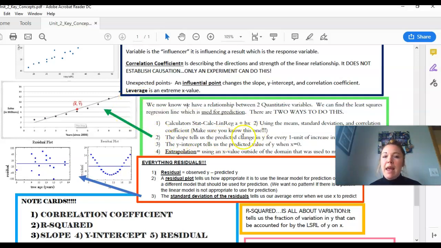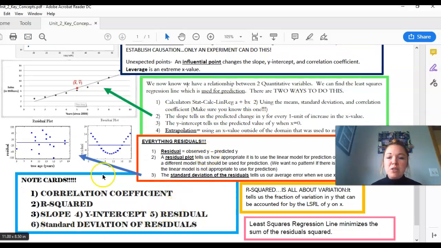Okay, ladies and gentlemen, I have the slope on there, the y-intercept. We talked about this. Just make sure you guys are making flashcards, and I'll have a flashcard session tomorrow.